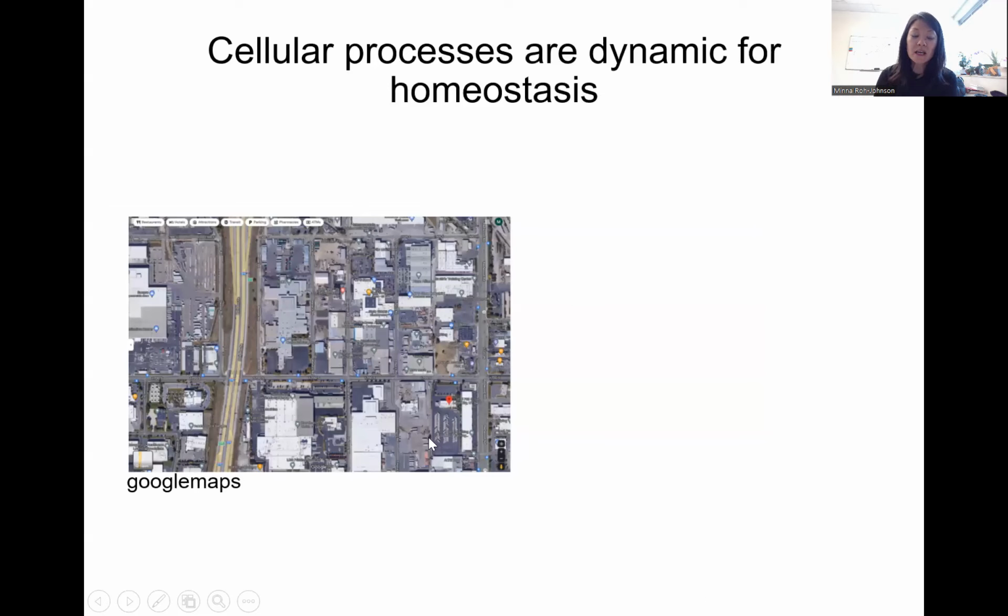Okay, so today I wanted to go over how cellular processes are dynamic, and how that's required for the cell to function, or the city to function in this case too. But I only talked about actin and microtubules. There are many, many more processes in the cell that are dynamic for homeostasis.